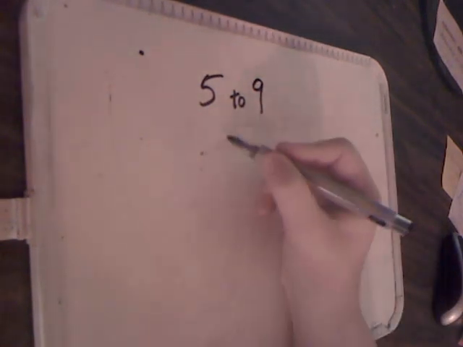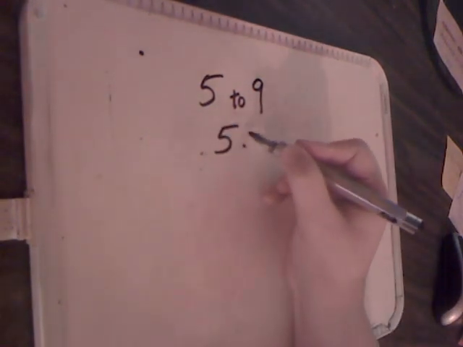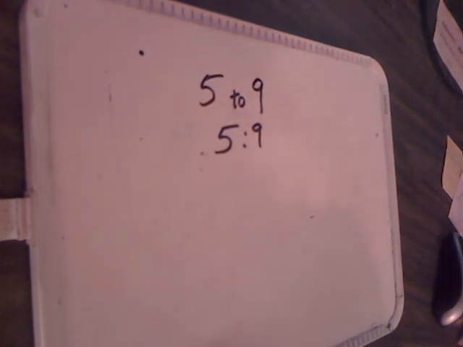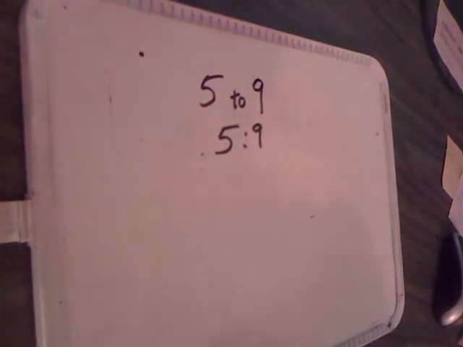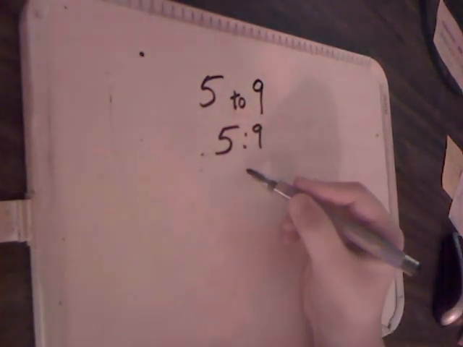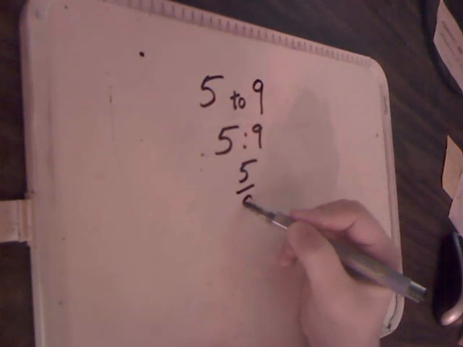There are three different ways to write a ratio. If we have the ratio 5 to 9, we can write that by saying 5 to 9. We can also write that by writing 5 colon 9, which means exactly the same thing and you read it the same way, so it still says 5 to 9. The third way to write a ratio is in fraction form, 5 to 9.